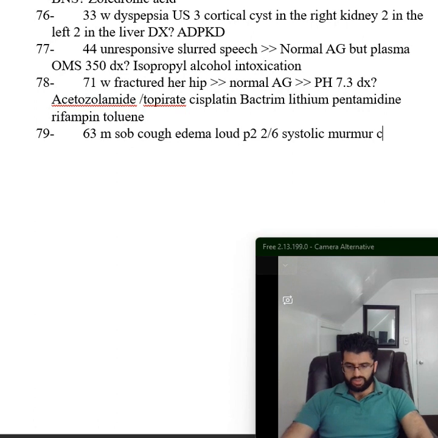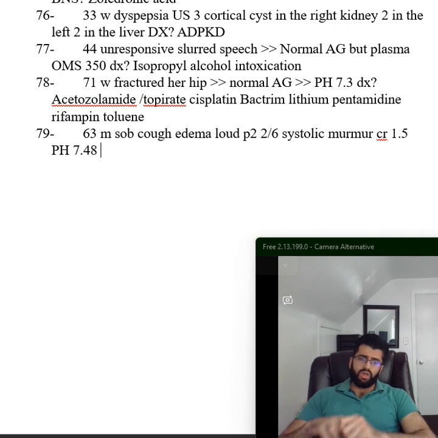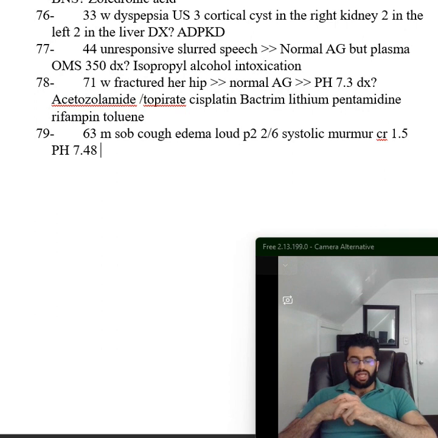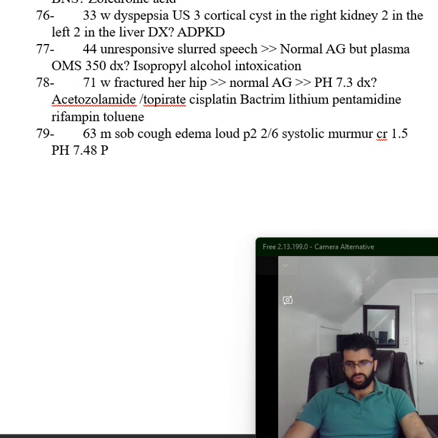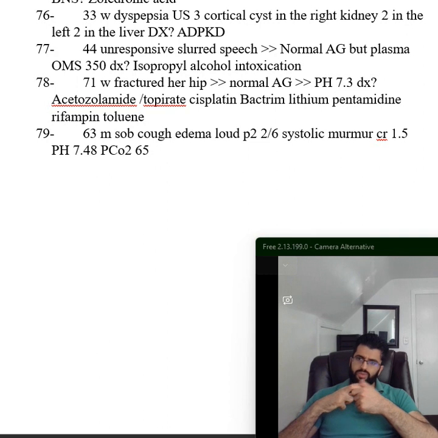You see creatinine is 1.5, pH is 7.48. So there is AKI, there is alkalosis. Now you ask, what is the PCO2? PCO2 is elevated, 65, and PaO2 is 84, which is okay.